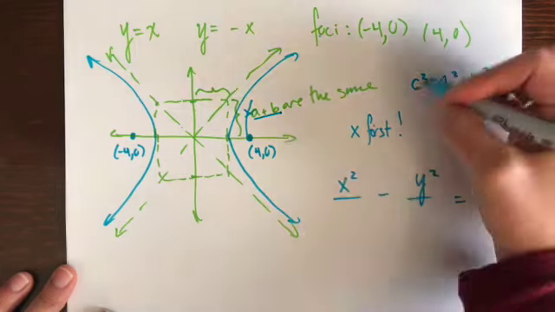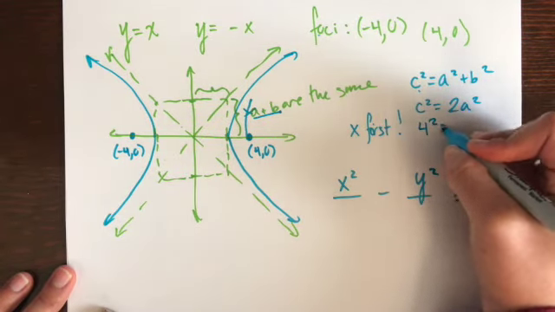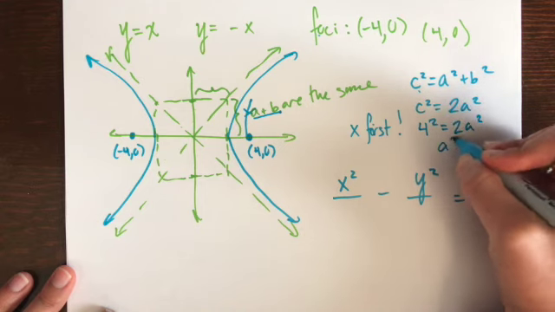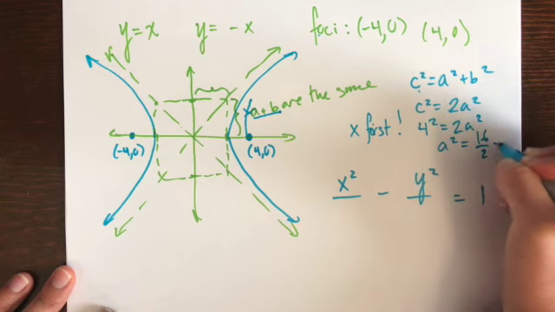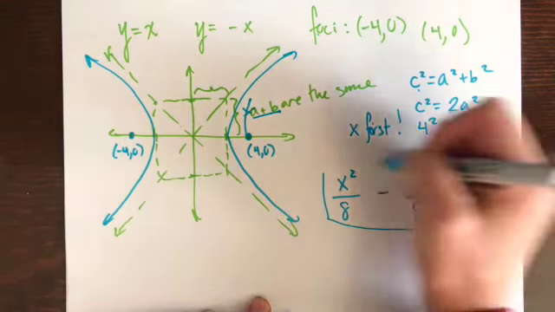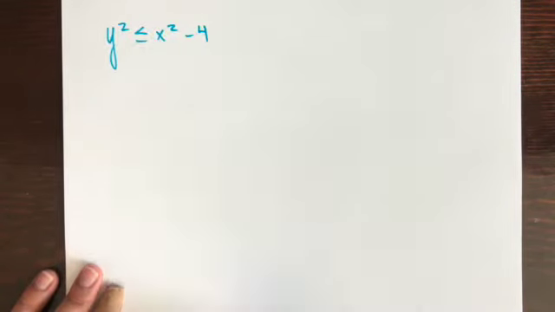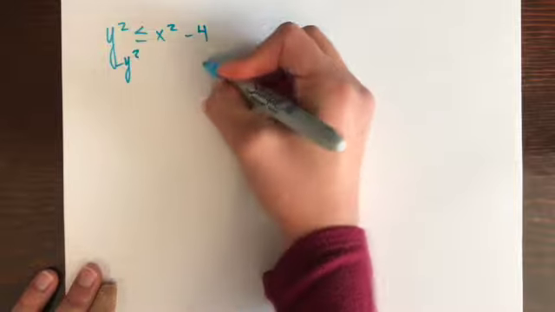And now I'm going to take a look at my c squared equals a squared plus b squared equation. Since a and b are the same, I'm just going to replace that with 2a squared. Therefore, 4 squared is equal to 2a squared, and a squared is equal to 8. So I would actually put an 8 underneath both my x squared and my y squared. They both have the same number, and I determined that from knowing what my foci were.